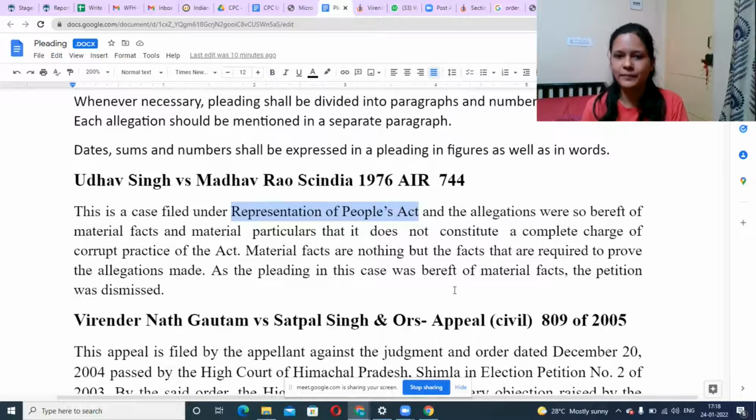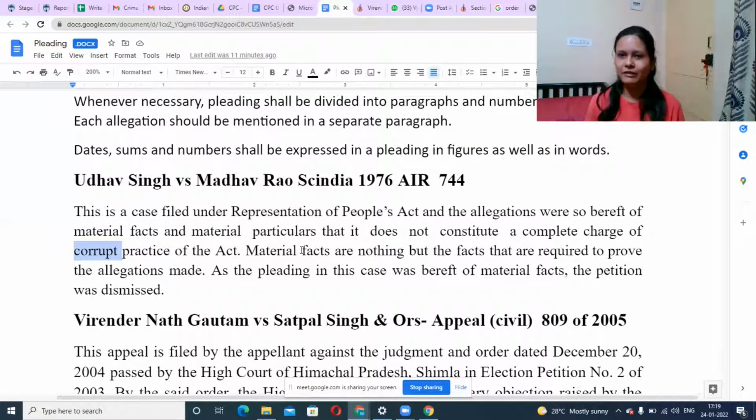Okay, so in the first case, certain allegations were made, but those allegations were not related to the material facts. The allegations were something, and the material facts and particulars were something else that did not constitute a complete charge of corrupt practice under the act. The allegations were that the person is liable under the Representation of People's Act, that he was involved in some kind of corrupt practices in terms of elections. That point they mentioned, but the facts being produced nowhere indicate that the person was actually involved in some sort of corrupt practices.